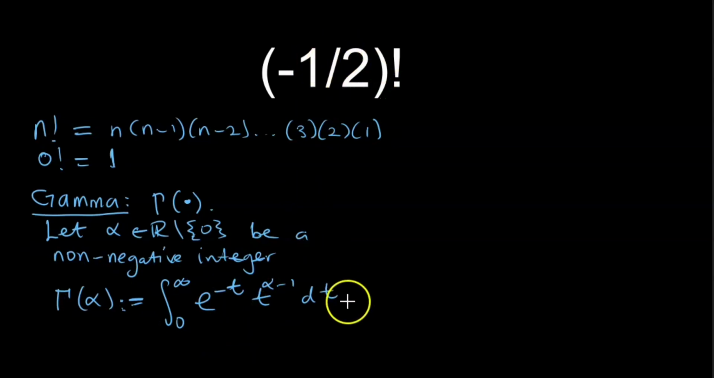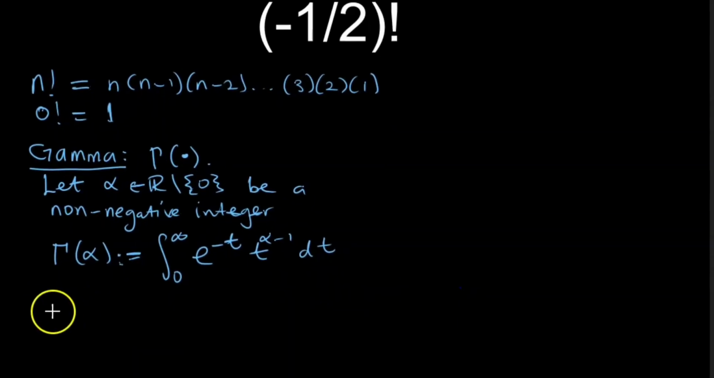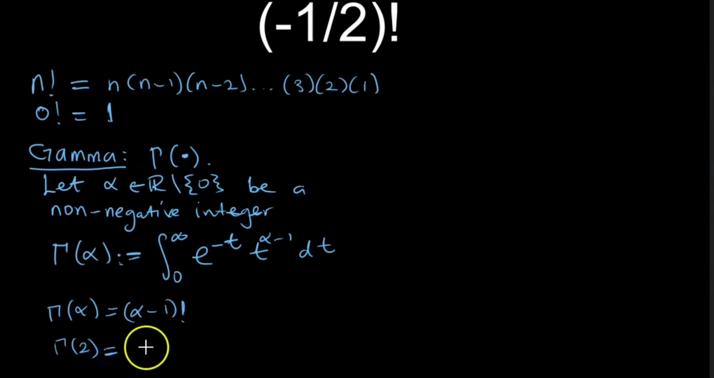So this is where this makes sense. But as a generalization of the factorial, shouldn't it have some relationship with factorial? Of course it does. Gamma of alpha is the same thing as alpha minus 1 factorial. If you put in 2, gamma of 2 is 2 minus 1 factorial, which is 1 factorial, which is 1. Gamma of 3 will be 2 factorial, which is 2. Gamma of 4 is 3 factorial, which is 6, and so on and so forth.